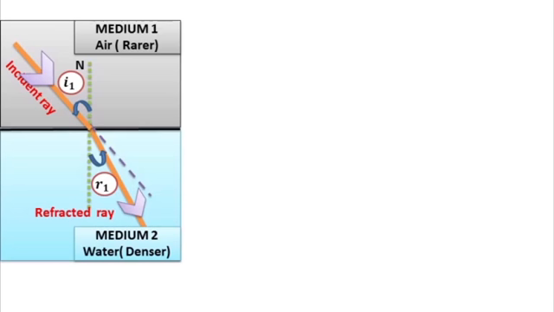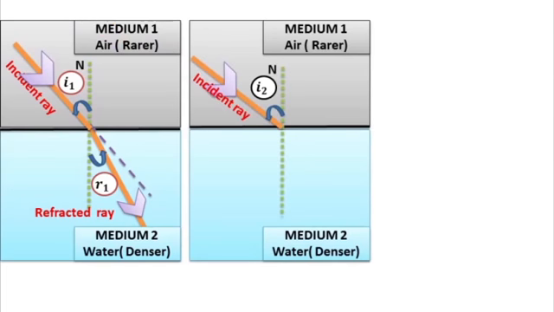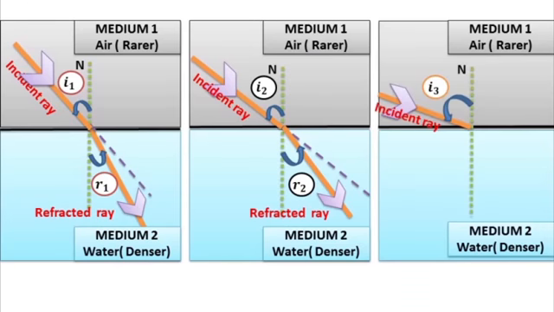Okay, now let us plot one more incident ray at some other angle of incidence. Let that angle of incidence be I2 and the angle of refraction for that be R2. Now let us plot one more incident ray passing through the same medium, that is air to water, at an angle of incidence equal to I3 and the angle of refraction for that equal to R3.